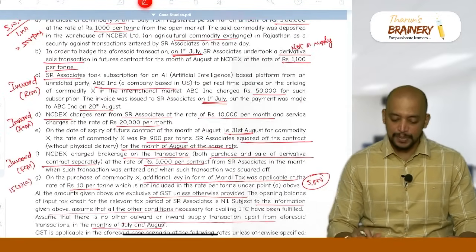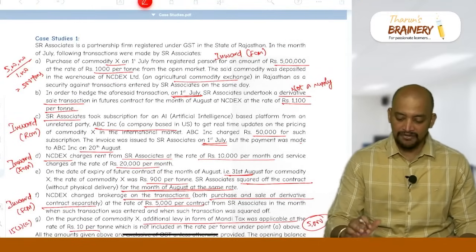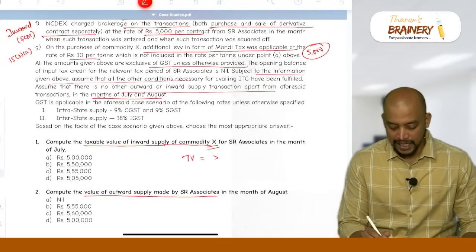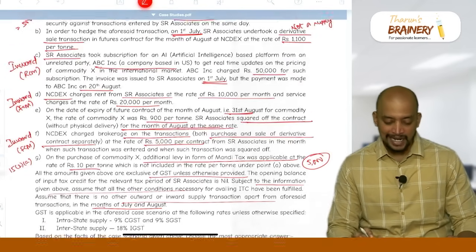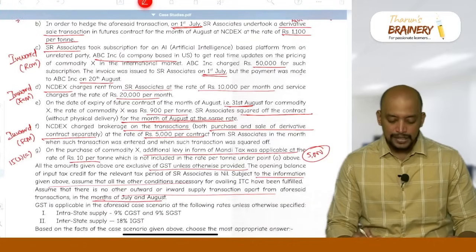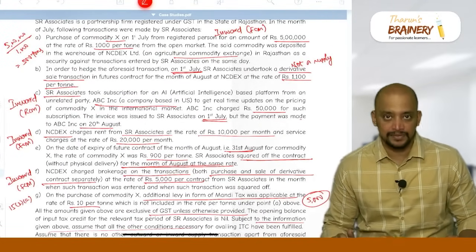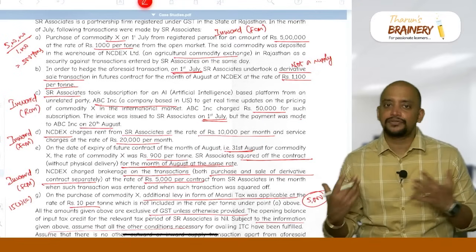So what is the purchase price of commodity X? The purchase price of commodity X is 5 lakhs, so the transaction value is 5 lakhs. And what is the mandi tax? Apart from that, there is only one inclusion. The NCDEX charges are not relevant, as they are not purchasing from NCDEX. They are asking what is the taxable value of purchase of commodity X.